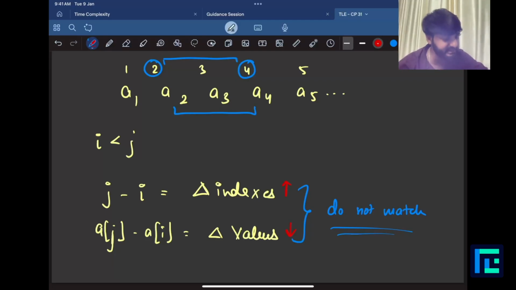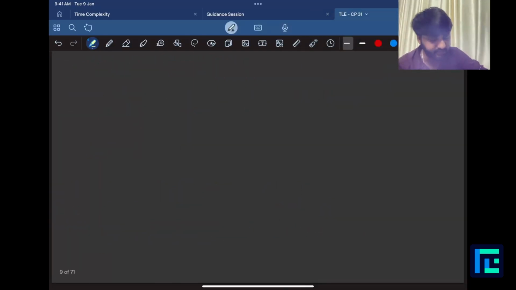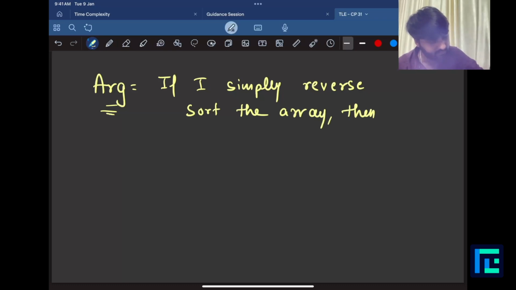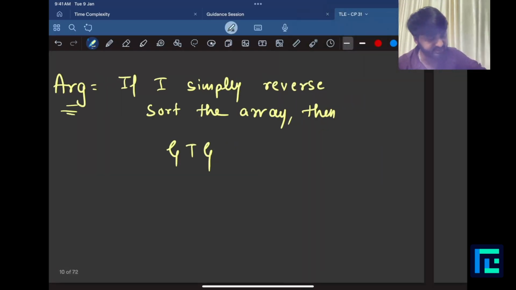And this is very easy to do if I argue the whole idea like this. My argument now stands: if I simply reverse sort the array, then I am good to go. Why is this true? Now let's say you reverse sorted the array.